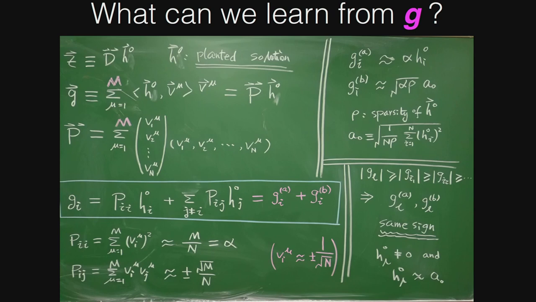So if you require that this G_L must be maximum, then it indicates that G_LA and G_LB should be of the same sign. And since G_LB is more or less independent of the index L, it's non-zero. It indicates that this G_LA should also be highly likely to be non-zero. So the hand-waving argument is that if you look at this solution G, and you look at the element with the highest value, highly likely this element H_L0 in the original solution should also be non-zero, at least. So this is the idea of our algorithm.